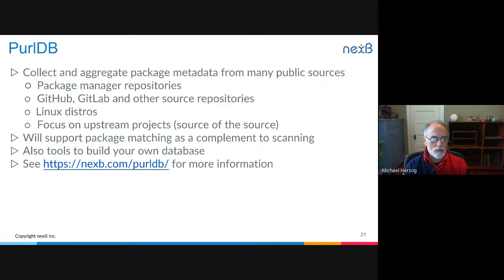And a very important thing called package matching, which is a complement to scanning. So if you have, for instance, binary files that have been stripped of all symbols or obfuscated in some way, the only way you'd be able to identify that package may be by matching it to a copy of that same package that appeared elsewhere.